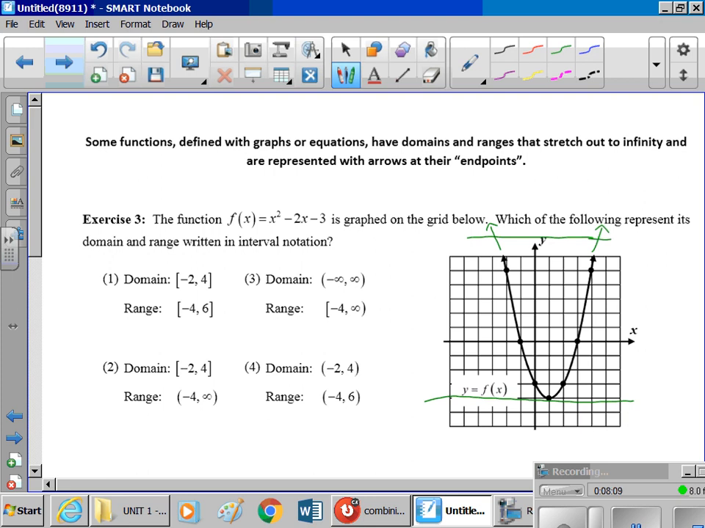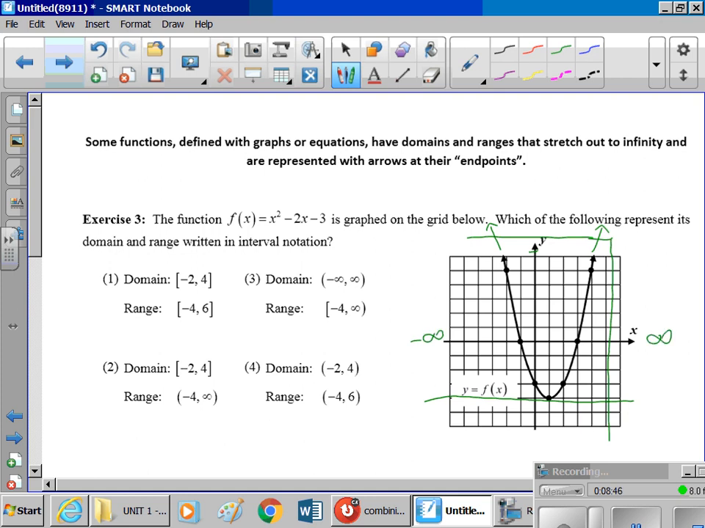So, domain. Well, if you think about drawing a vertical line, is there any place that we can move this vertical line where it would stop in either direction? And the answer is no. So in this case, our domain is going to go as far as it can to the left, which we refer to as negative infinity, and as far to the right, which we mean positive infinity.